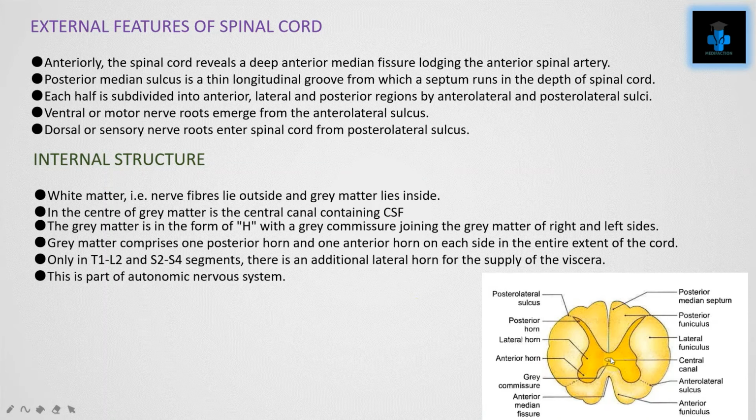Grey matter comprises one posterior horn and one anterior horn on each side in the entire extent of the cord. Only in T1 to L2 and S2 to S4 segments there is an additional lateral horn for the supply of the viscera. This part is autonomic nervous system.